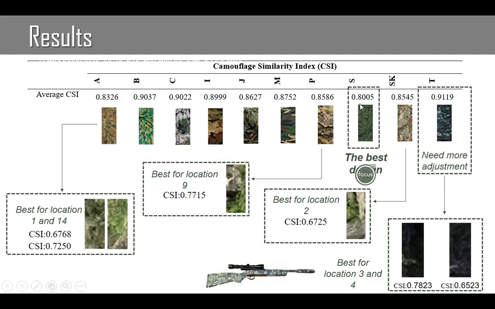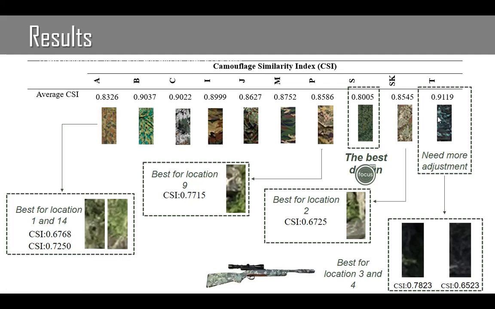S has the lowest average CSI in those 14 different locations with the value 0.8005. So this is good in terms of the overall. And T has the highest CSI with the value 0.9119. So this design needs more adjustment.